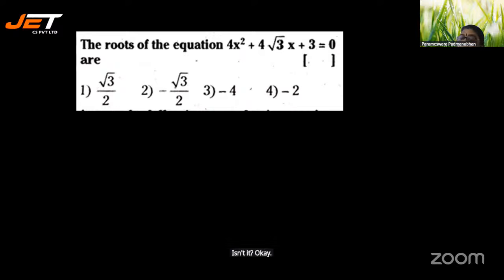Too much time cannot be taken, students. So quickly give me the answers. All right. Now let's move on to the answer. It is root 3 by 2. Right? Which is minus b by a.